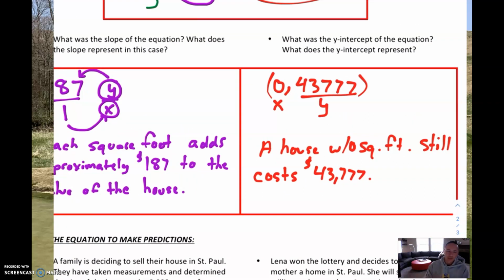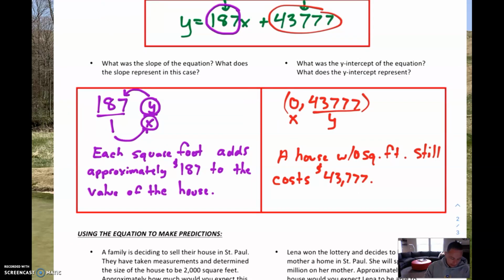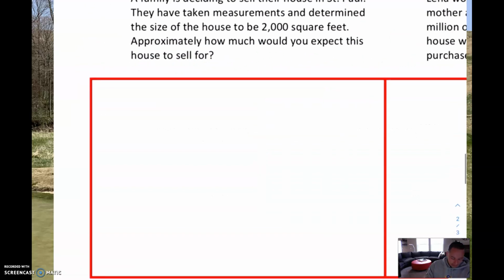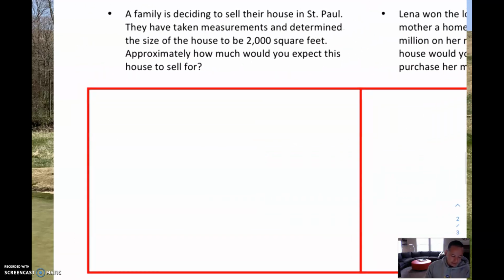So that's interpreting the slope and the y-intercept. And now what we're going to do is use our equation to make predictions. The first one says, a family is deciding to sell their house in St. Paul. Sad to see you go. They have taken measurements and they've determined that the size of their house is 2,000 square feet. Approximately how much do you think this house could sell for?